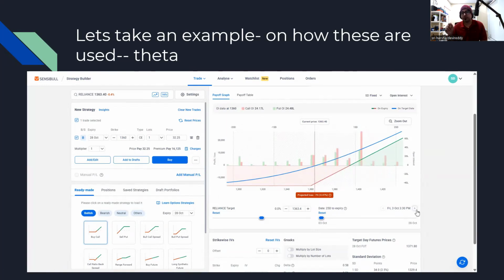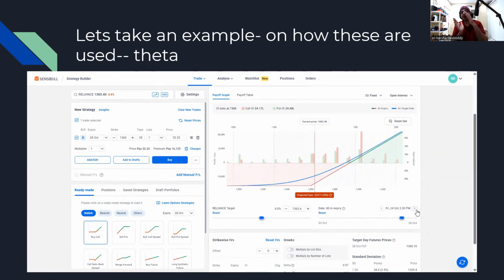Now see as we go into the future, as we go towards the expiry, see what happens to it. The blue line keeps coming closer to the red color line. On the final day, what happens? The blue and red color line become one. So this is why the break-even point is important. This theta is the one that determines this.